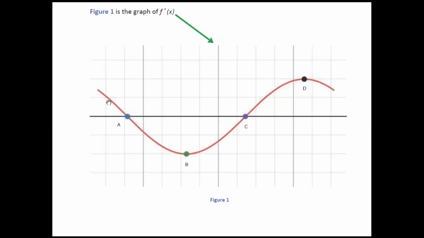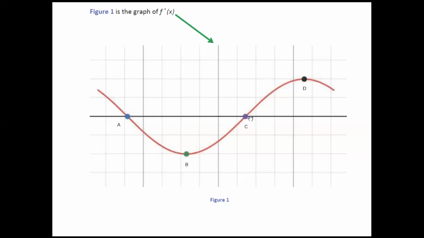Now, to the left of A, the graph is above the x-axis, which means positive. So that means the derivative is positive to the left of A, and it tells us the function is increasing to the left of A. To the right of A, the graph is below the x-axis. That's negative territory. That means the derivative is negative, so the function is decreasing. So we know this is a critical number, and to the left, the function is increasing, and to the right, the function is decreasing. So A is a relative maximum.